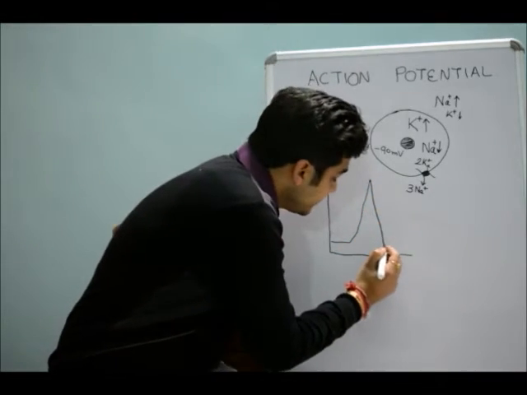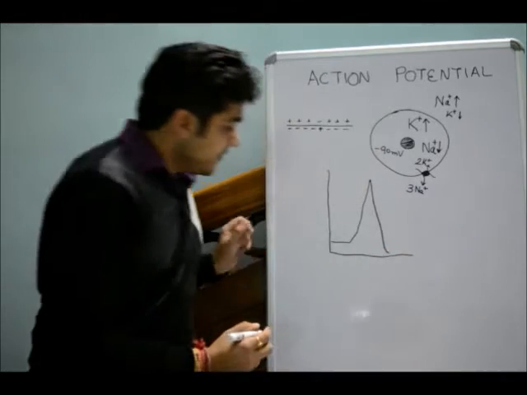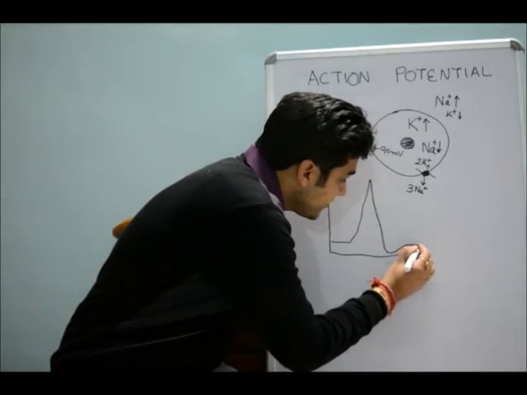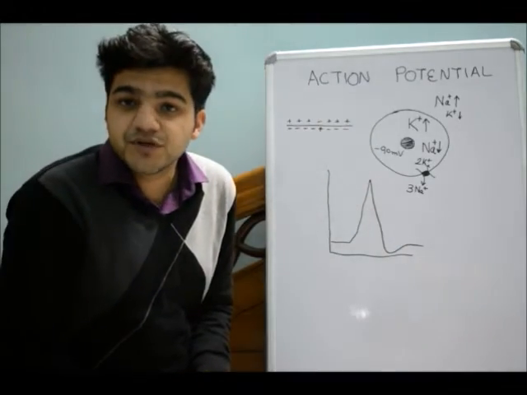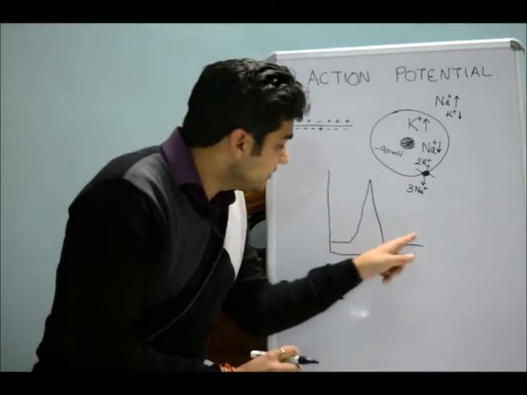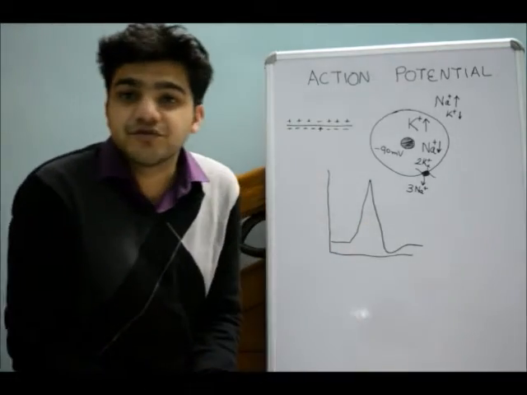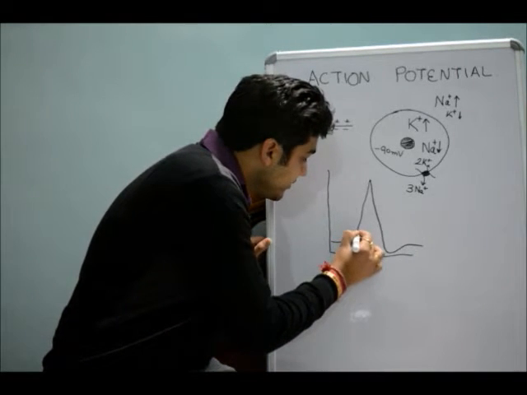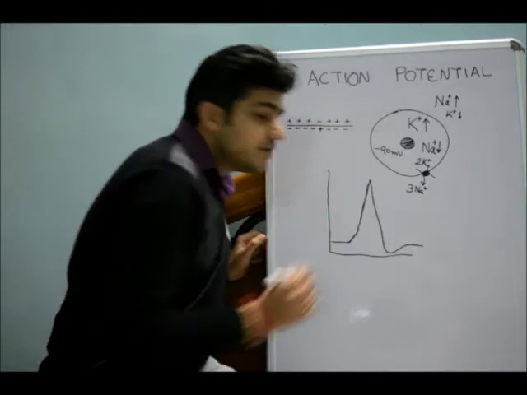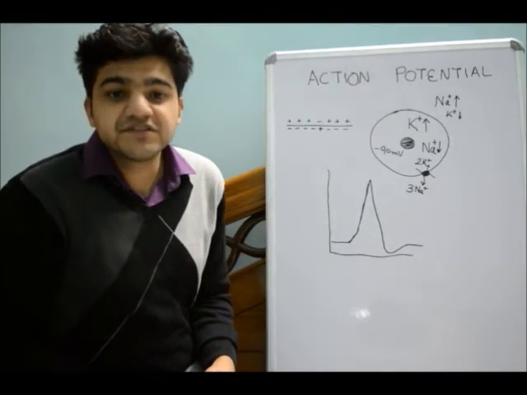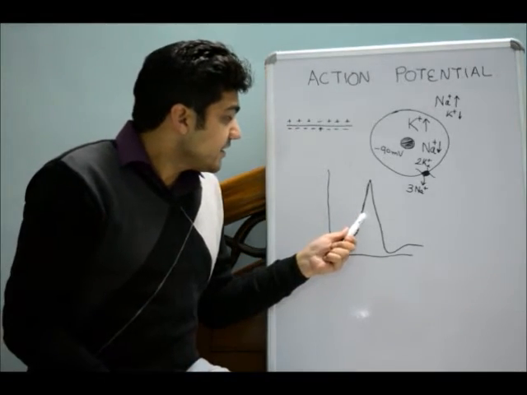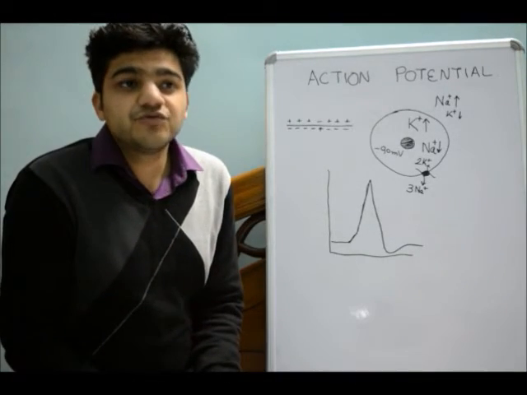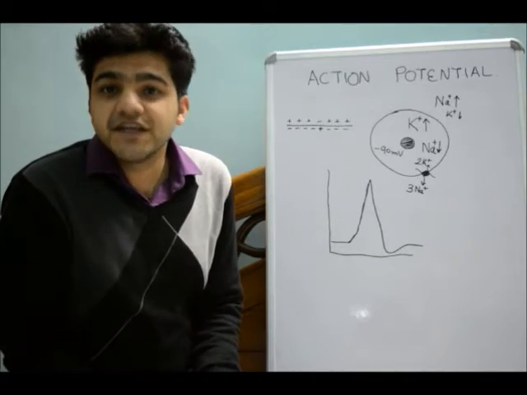Okay, and this downstroke goes even beyond the resting membrane potential, and then slowly it comes back again to the resting membrane potential. So this whole sequence of events is what we call an action potential. Now this part is contributed by the sodium channels, voltage sensitive sodium channels, and when these channels open, very soon they get into a state of inactivation.